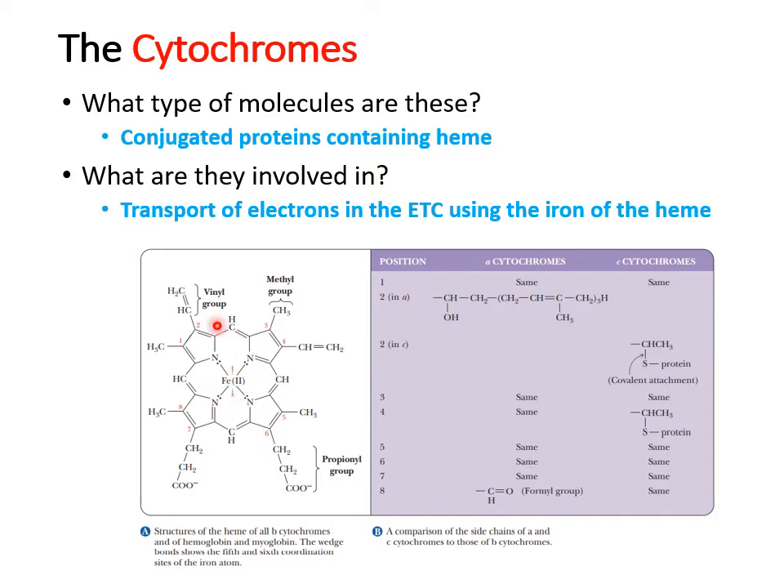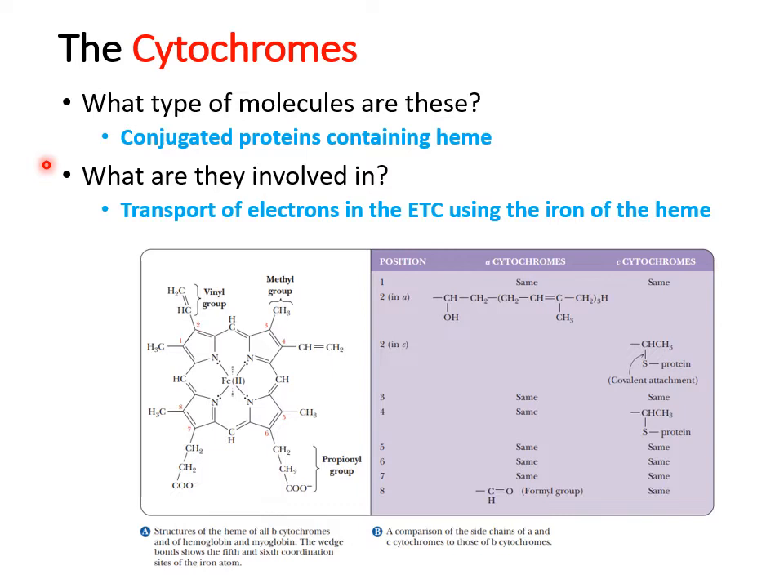Now, the difference between cytochromes versus hemoglobin and myoglobin is that the iron of the heme in cytochromes is not for binding oxygen. Instead, this iron is involved in redox reactions that we've already seen, redox being reduction and oxidation. So the iron of the heme in the cytochromes basically alternately gets oxidized and reduced to then transport the electrons in the electron transport chain.